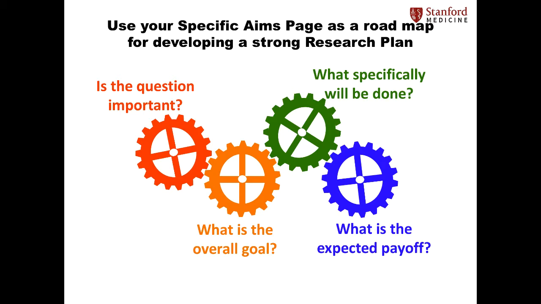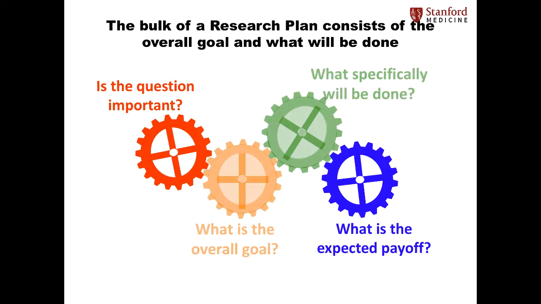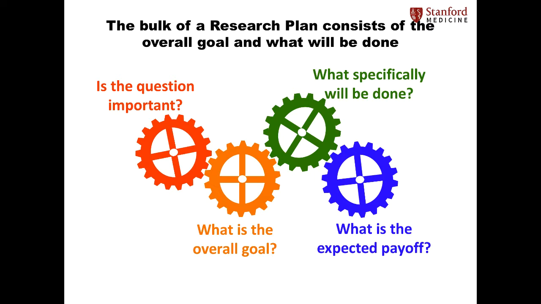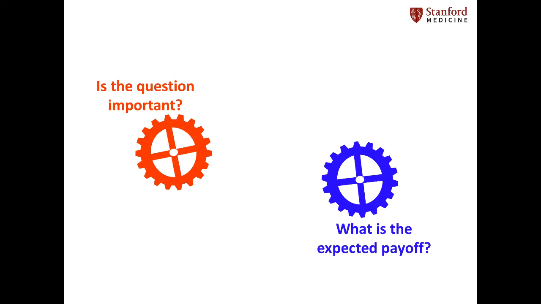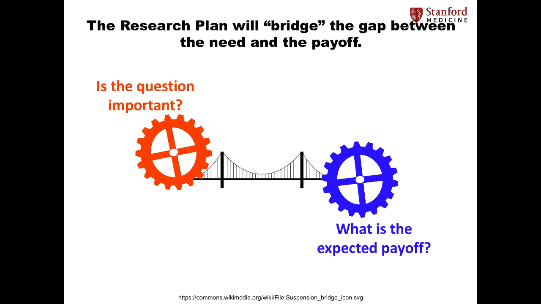The bulk of a research plan consists of the overall goal and what will be done, and this is in the form of detailed specific aims. However, you must not forget that you need to communicate why the project is important and what can be expected. Thus, the detailed research plan will bridge this gap between the need and the payoff.